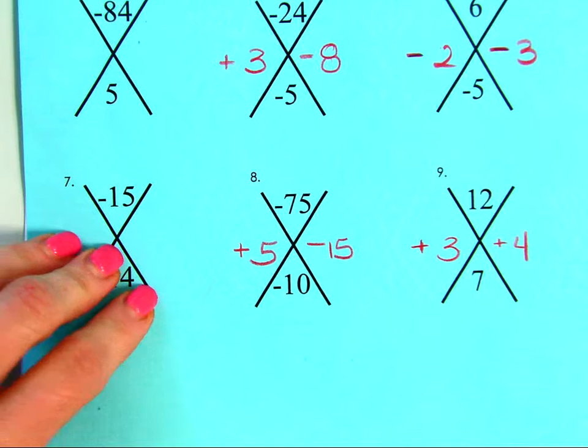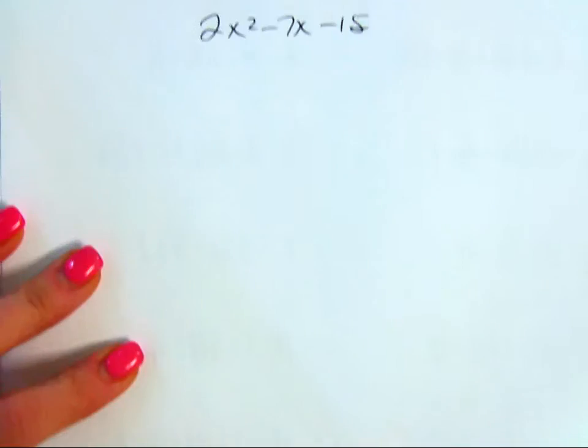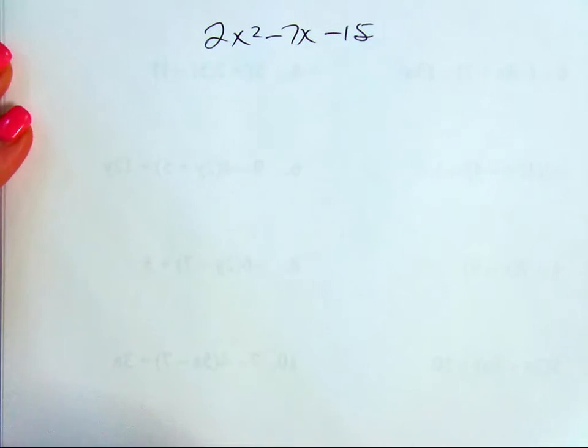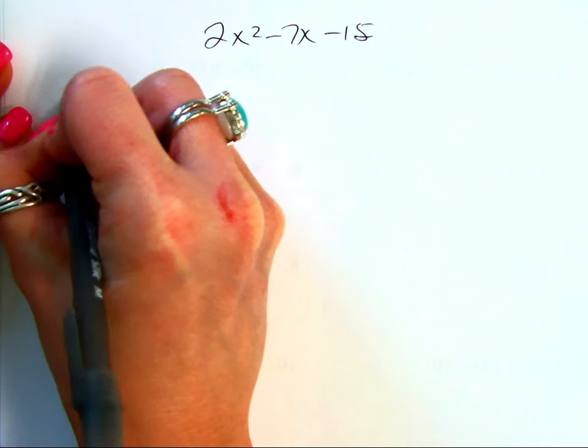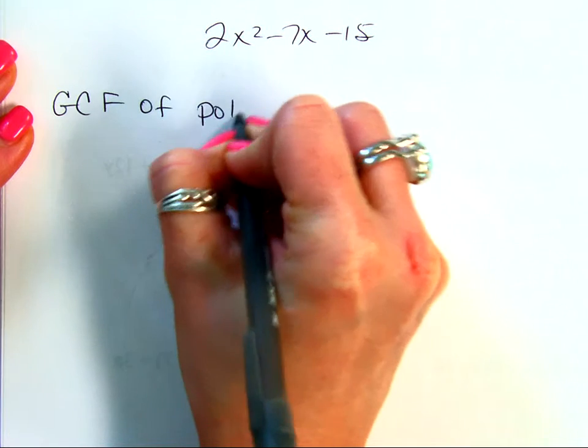So I copied the whole back sheet too. You don't really need it to go with it. I just wanted you to kind of get familiar with that box. And it's really important to know that the product is the top and the sum is the bottom. Okay? All right. So that was prerequisite number 1. Prerequisite number 2 is finding the GCF of polynomials.